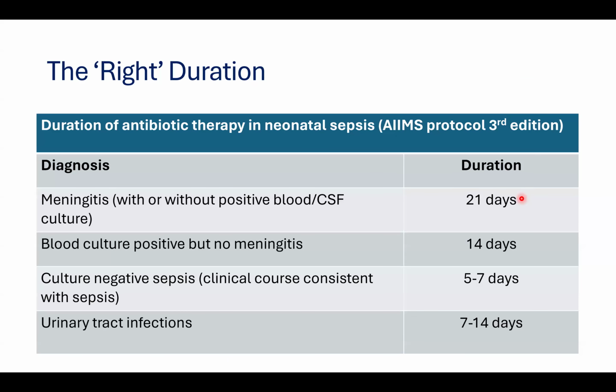Now, what is the right duration of antibiotics? So the duration is fairly well defined as per our protocol. What we would do is that for any meningitis cases, we would give antibiotics for 21 days. For blood culture positive but no meningitis, it is 14 days. For culture negative sepsis, so the culture has not grown but the baby behaved like a case of sepsis, we would give for 5 to 7 days. For urinary tract infections, we would give for 7 to 14 days, and so on. So we need to know what is the duration.